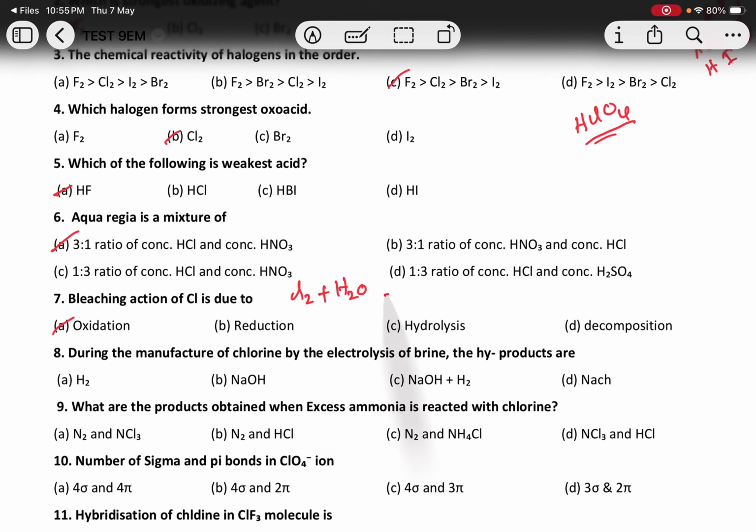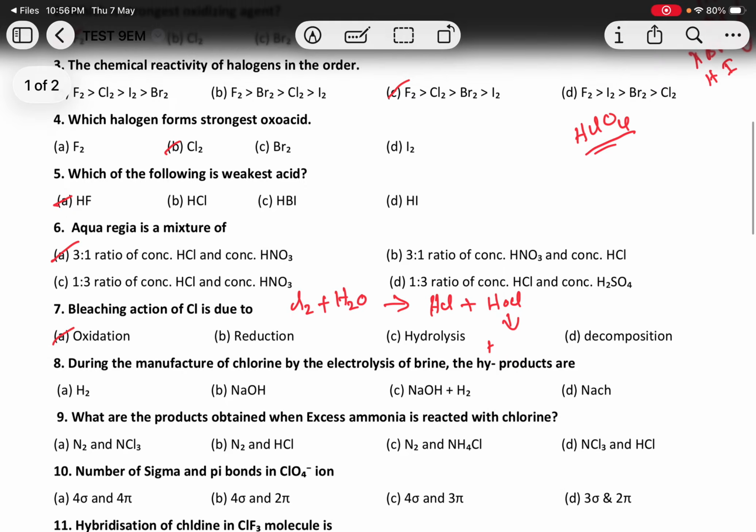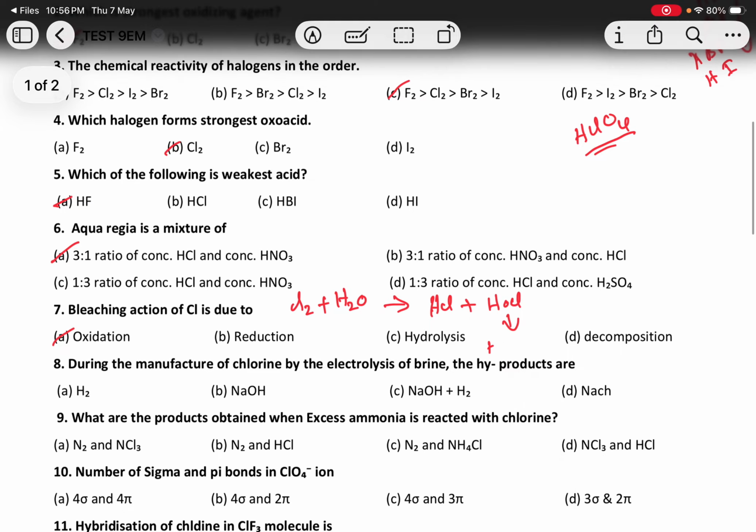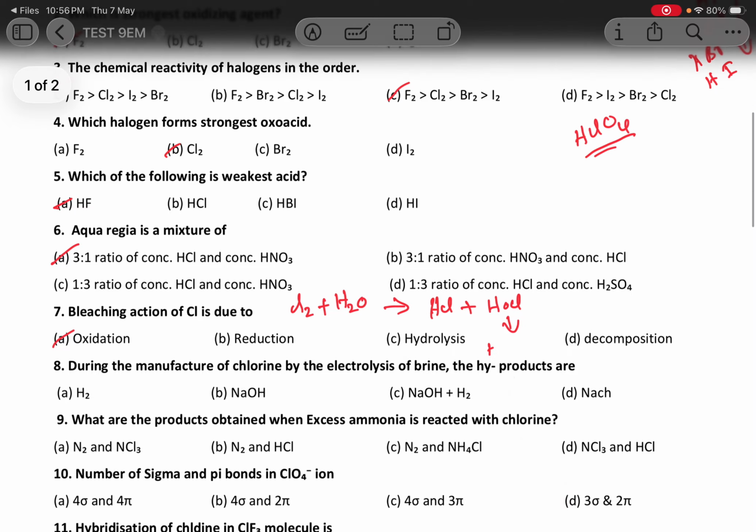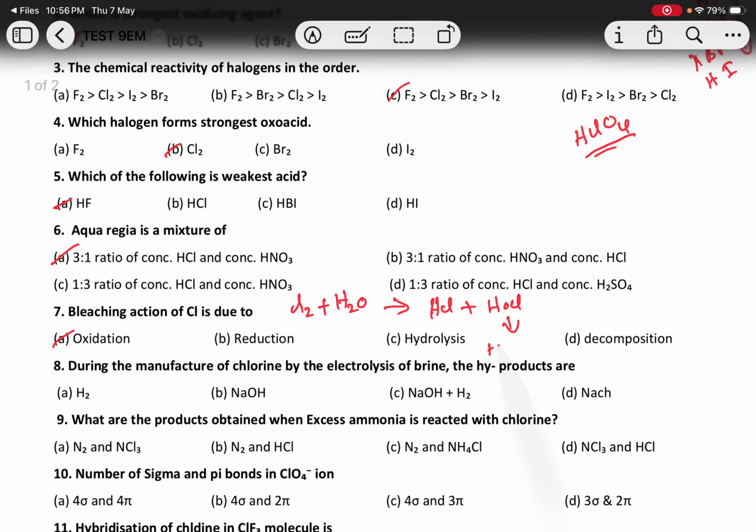reacts with water, forming hydrochloric acid and hypochlorous acid. This hypochlorous acid releases nascent oxygen.